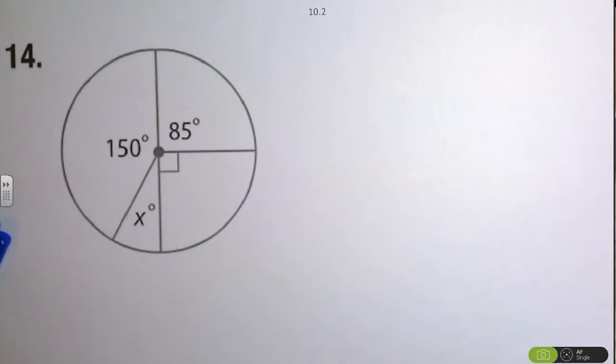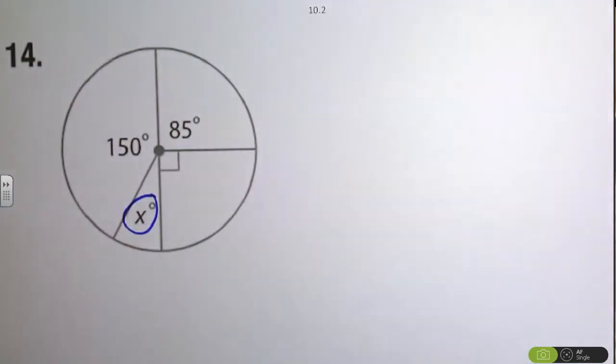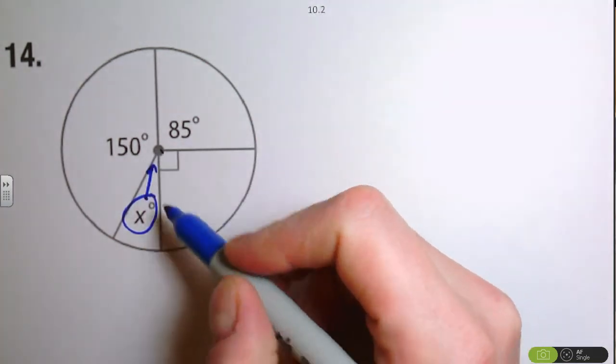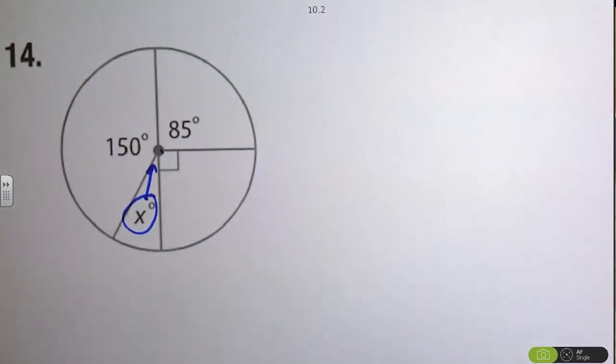Okay, so here are some extra examples from section 10.2. In the first example, you're supposed to solve for x degrees, or just x in this case. Well, the thing is, it's a central angle because it's got a vertex at the center, and its sides are on the circle.